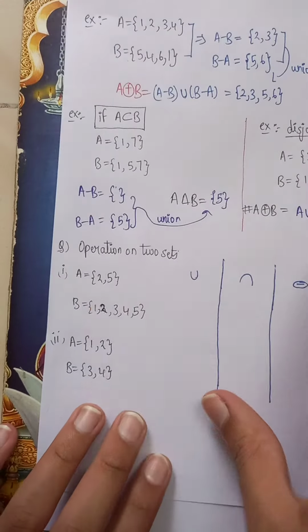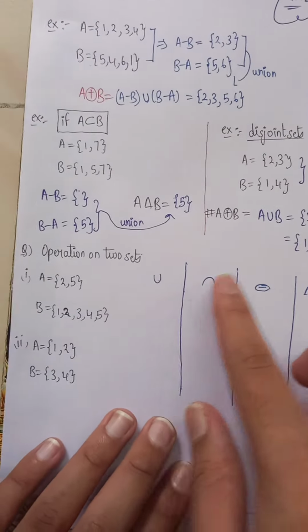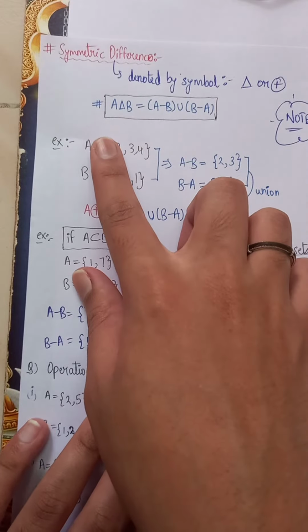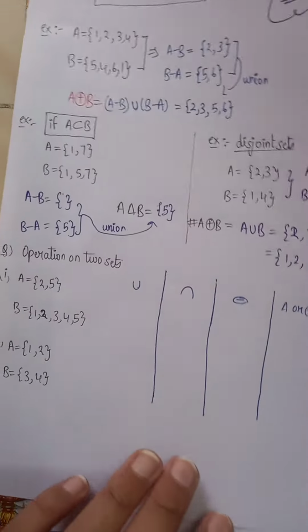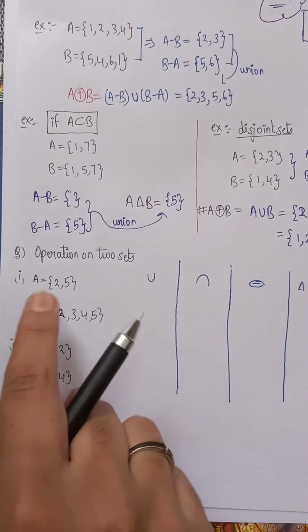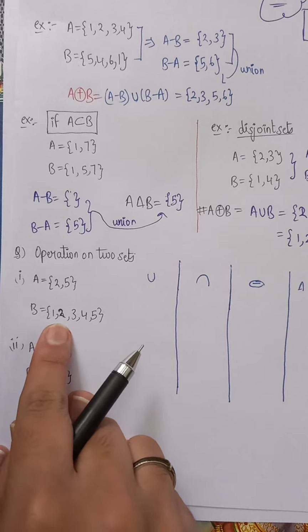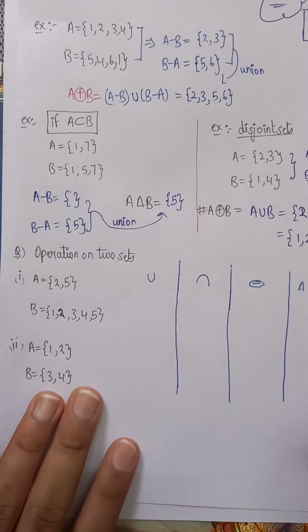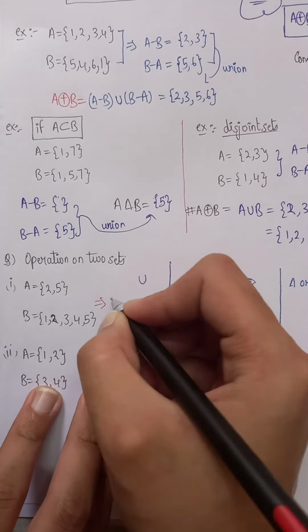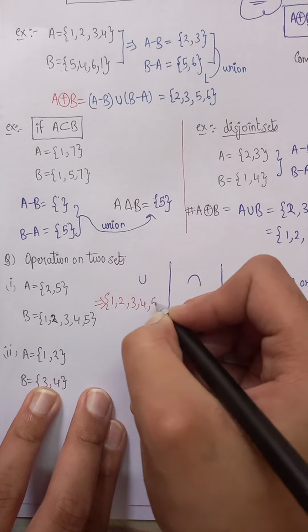Okay, so the next question is an operation on two sets. This question makes you revise the previously studied points, that is symmetric difference, the difference between two sets, union and intersection also. First question: set A is equal to 2, 5 and set B is equal to 1, 2, 3, 4, 5. You need to write the union. So first, union means 1, 2, 3, 4, 5.